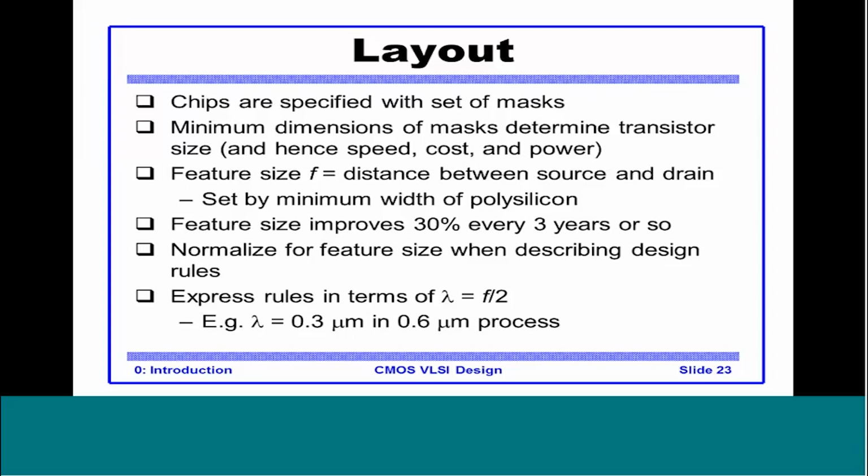So the layout is usually normalized using feature size, and all the design rules, for example how wide the polysilicon would be, or what the minimum distance between two N+ regions should be, are determined on the basis of the feature size F. Here we define one more term called lambda, which is feature size divided by 2. For example, for a 0.6 micrometer process, lambda would be 0.3 micrometer. We'll see how lambda is used in layouts later.